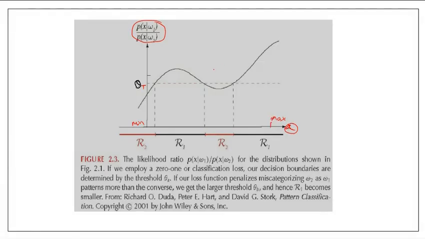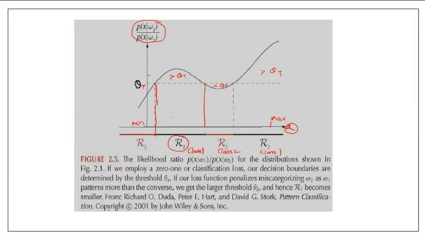Okay, considering the risk, this is the region where this ratio is greater than theta t. This is the region where it is less than theta t. This is the region where it is greater than theta t. So whenever it is more than theta t, I say this is class 1 region, then this is class 2 region, and this is class 1 region. Okay, so like this we can classify a given input.